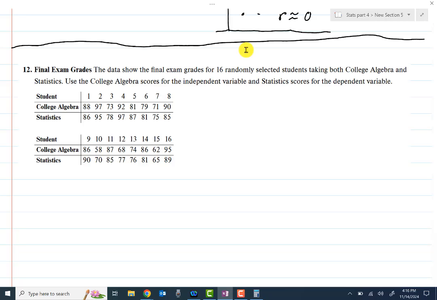Here we have data that shows the final exam grades for 16 randomly selected students taking both college algebra and statistics. Use the college algebra scores for the independent variable. That means we're going to be calling it x, and the statistics scores then will be the dependent variable y. So remember, independent is x, dependent is y. Well, the first thing we're going to need to do is get this stuff into Desmos to calculate some numbers.